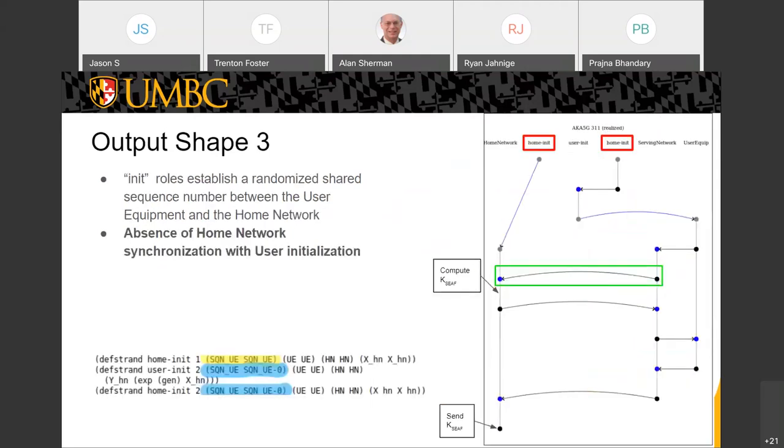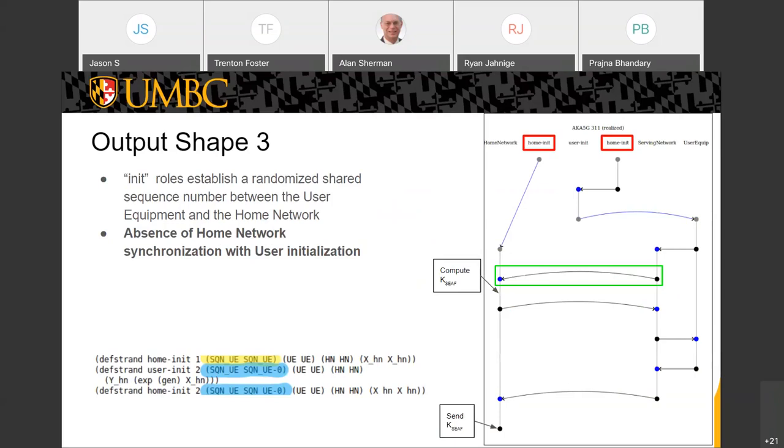In this shape here, we were experimenting with modeling the sequence number in 5G. We did this by defining init roles that initialize a randomized sequence number that's shared between the home network and the user. You'll notice in the shape there are actually two home init roles. One is initializing a sequence number for the user, and one is initializing it for the home network. This shows us that the home network never actually checks the sequence number of the user.